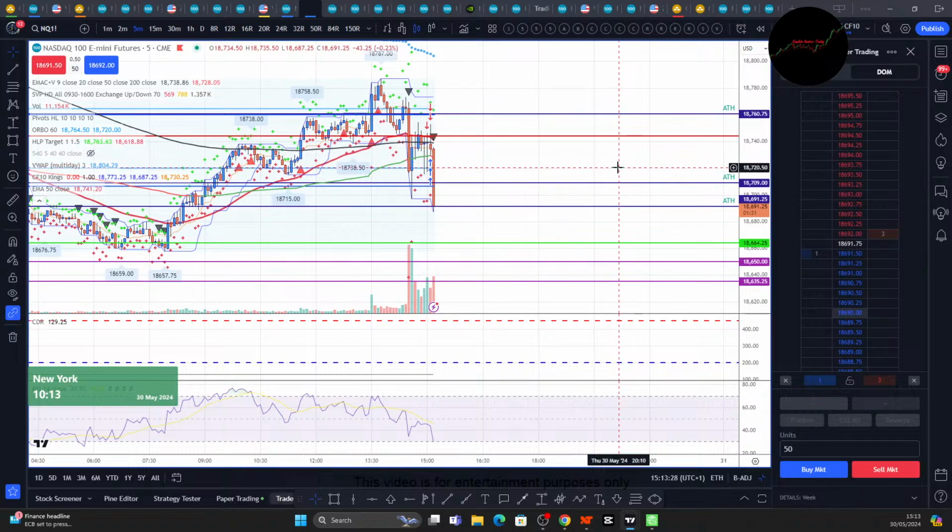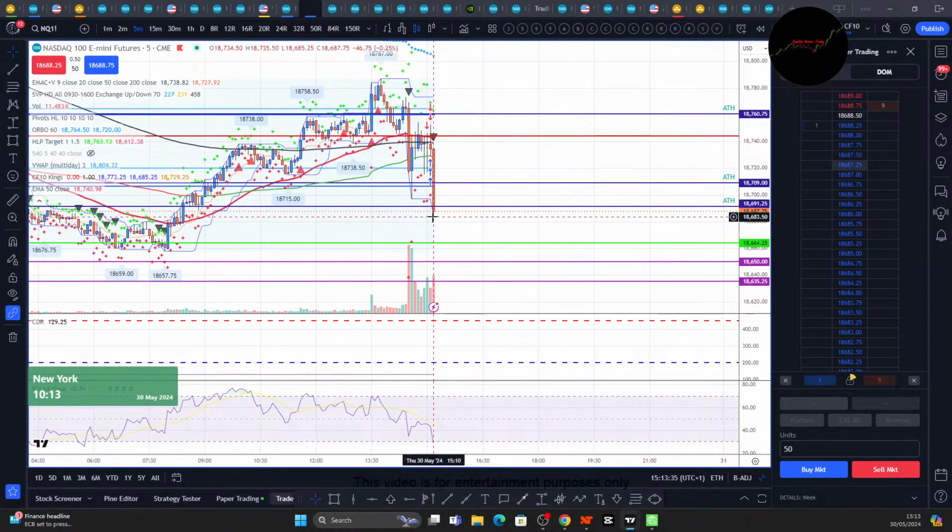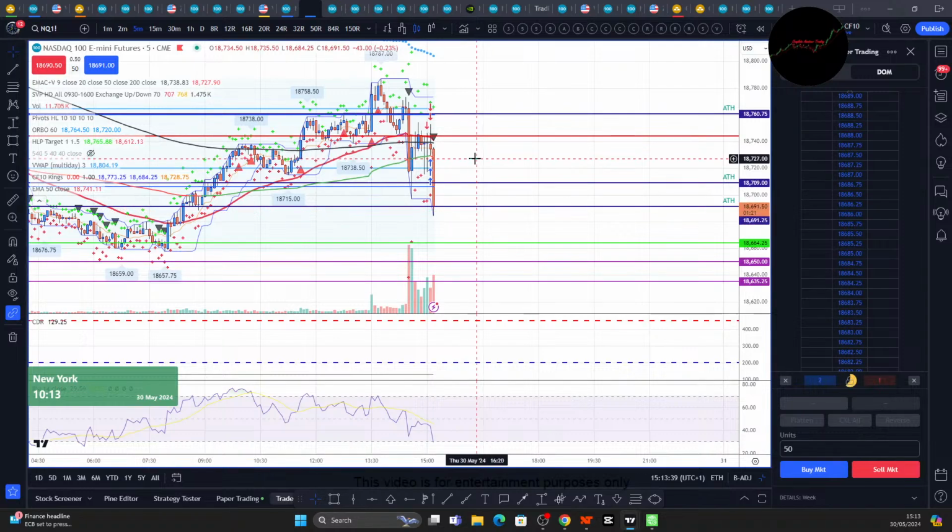Come on. My biggest concern now is all the range is going to be taken by this candle, and when I get in, the market's going to reverse. But it is what it is.